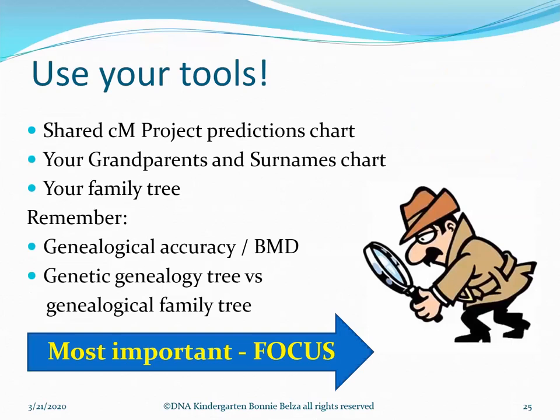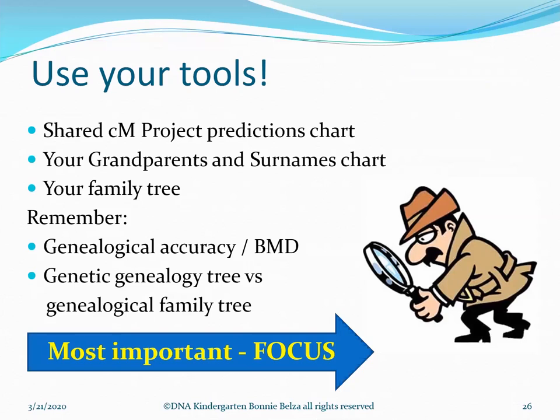You want to use the tools that we've talked about in this series so far. The Shared Centimorgan Project Predictions Chart is going to help you identify where the person fits in the tree, and also what type of relationship you might have with that person. If you've built out your grandparent and surname chart worksheet, you'll be familiar with the surnames in your own family. Sometimes, beyond our grandparents, those names don't come right to mind, and it's good to have that list as a reference. You'll also be using your own family tree, and you'll continue to expand it as you add matches, which will introduce more names, more surnames, more relationships.